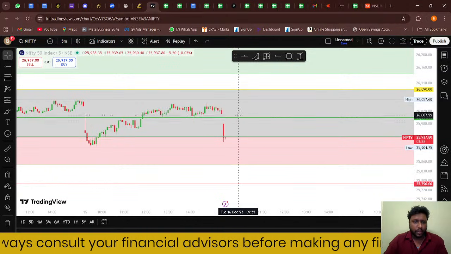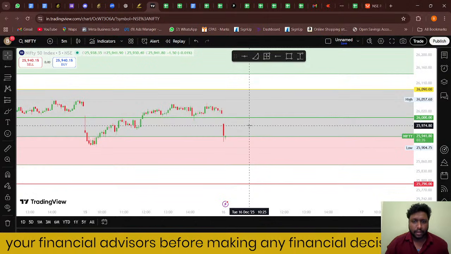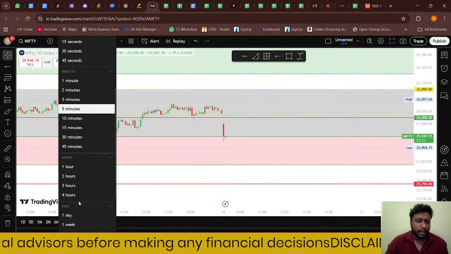Any movement from this particular level with a very high volume can validate your entries.